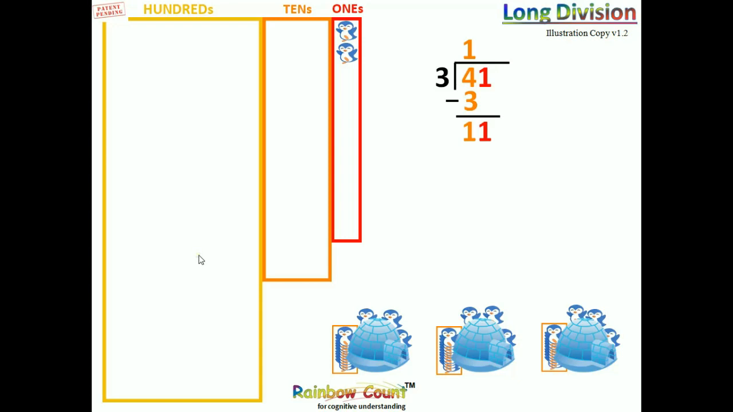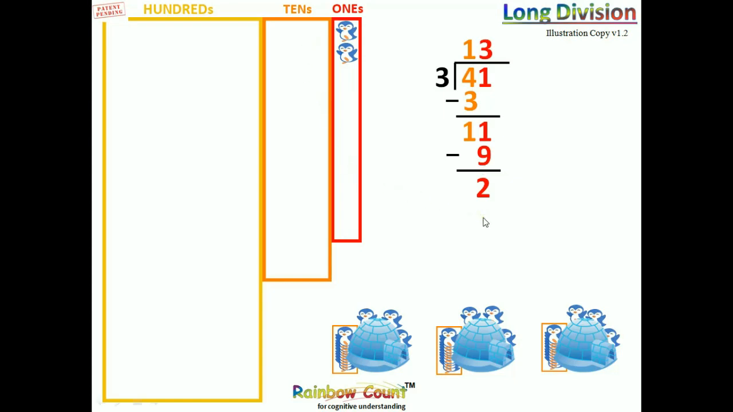Looking at the right, the division algorithm, since we have just distributed 3 penguins into each of the igloos, we have to write 3 above the ones place. Multiply the divisor 3, that gives us 9. Now, 11 subtract 9, that gives us 2. This is the number of penguins left. And this 9 is the number of penguins that we have just distributed from the ones place.